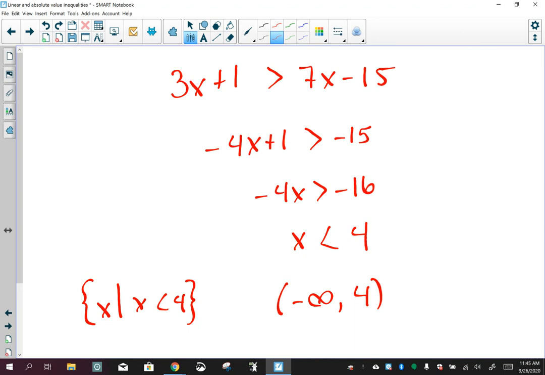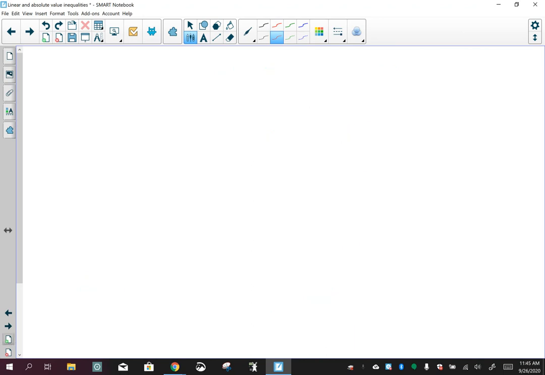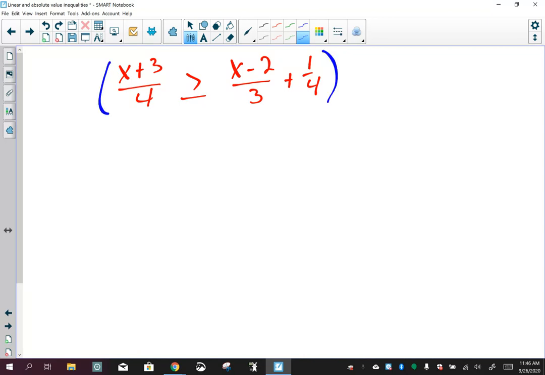So now, what if we have fractions? What if I have (x plus 3) over 4 is greater than or equal to (x minus 2) over 3 plus 1 over 4, my goodness. What happens if I give you a problem that looks like this? Remember when we solved these equations earlier and this was an equal sign? You're going to do the exact same thing. So I'm going to solve it doing this problem here.